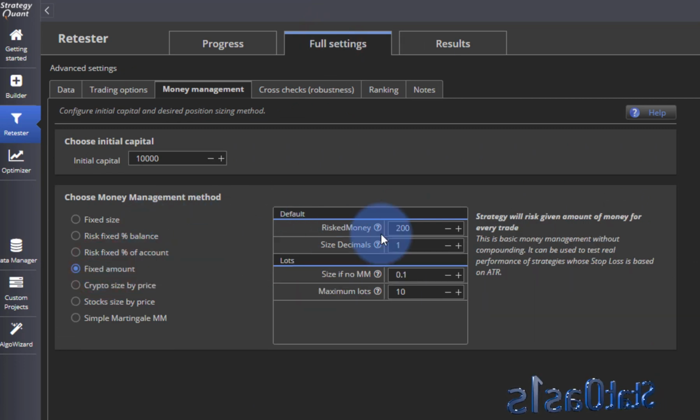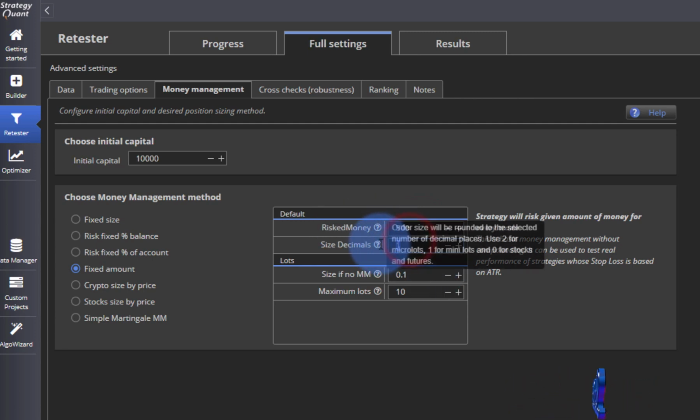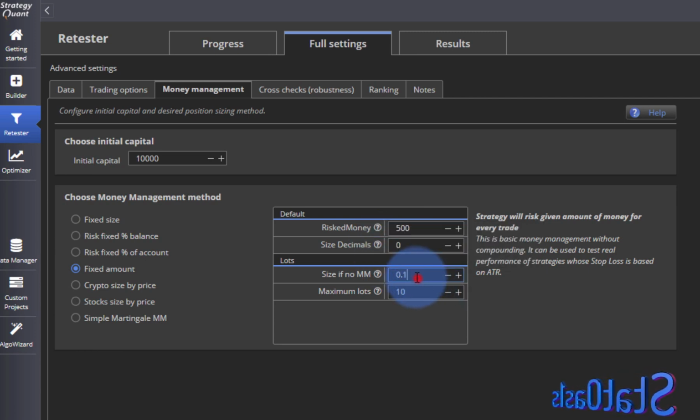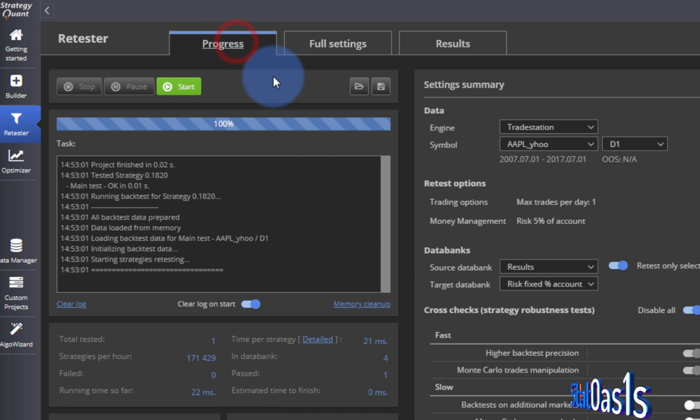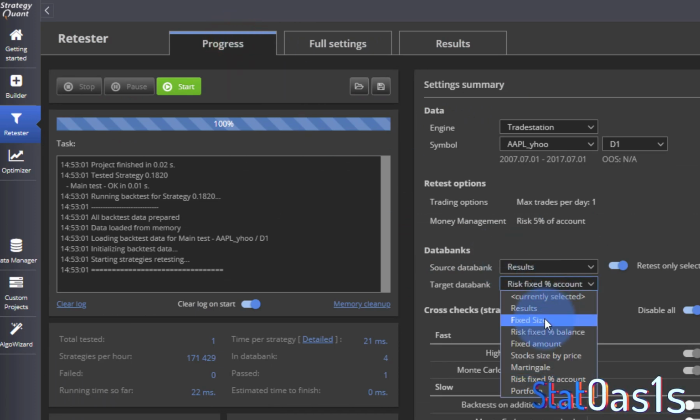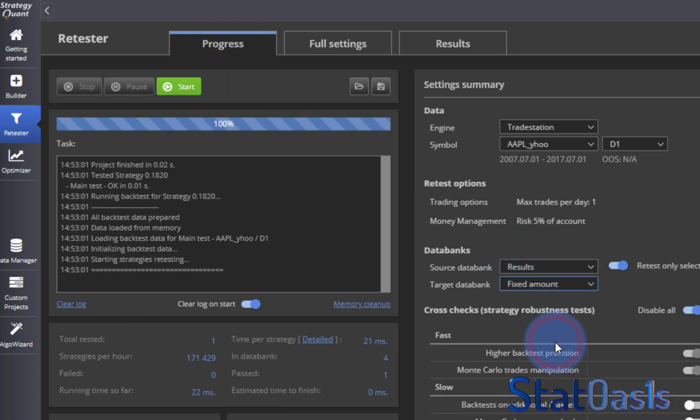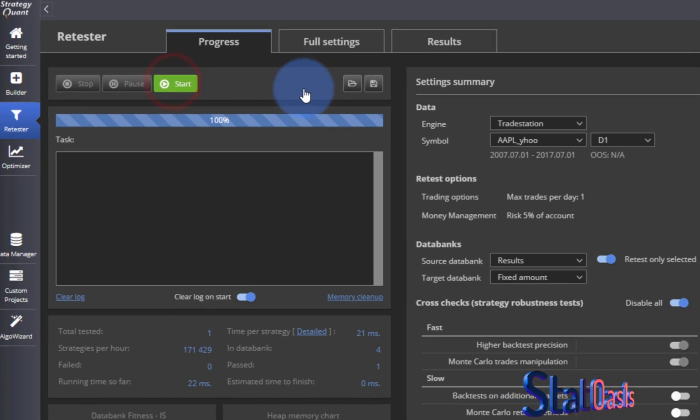So in fixed amount, basically, we're going to risk a fixed amount of money. And since we are with the 500, that's 5%, let's make this 500. That's in dollars. This is risk in dollars. Again, size decimal 0, minimum 100, and maximum is 2,000. We come back here, and we will put it in fixed amount.